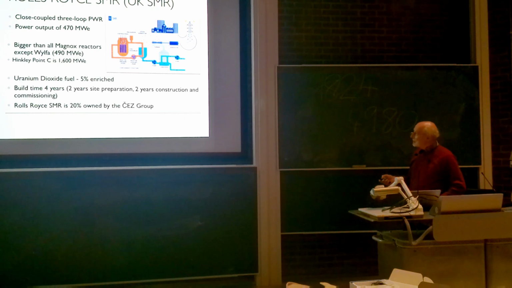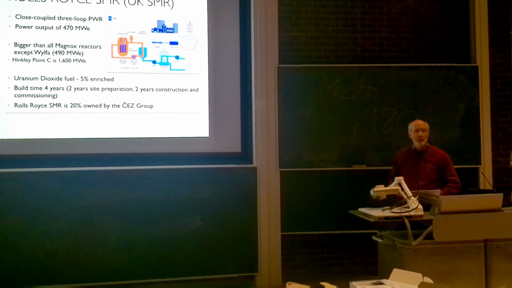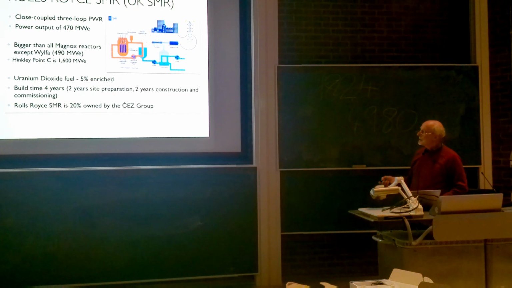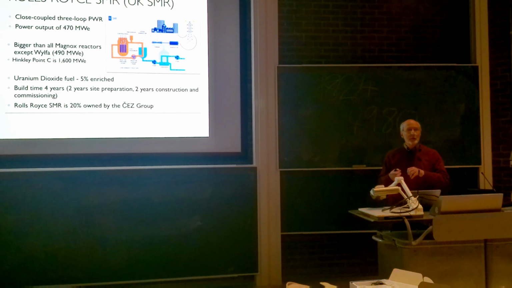So they're proposing to use enriched uranium dioxide. They say that the build time is 4 years. 2 years for that site preparation, because there's quite a lot there. And during that period, of course, they're manufacturing the components that are then going to be assembled and commissioned over the next 2 years. I don't know if you're aware, but Rolls-Royce SMR is actually 20% owned by a Czech consortium of companies. And they've already decided that they're going to build a number of these reactors in Czechoslovakia. That's their plan. We'll see whether it happens.